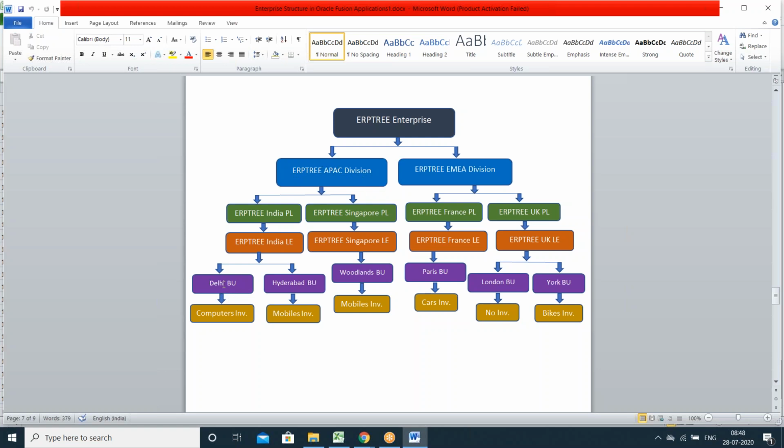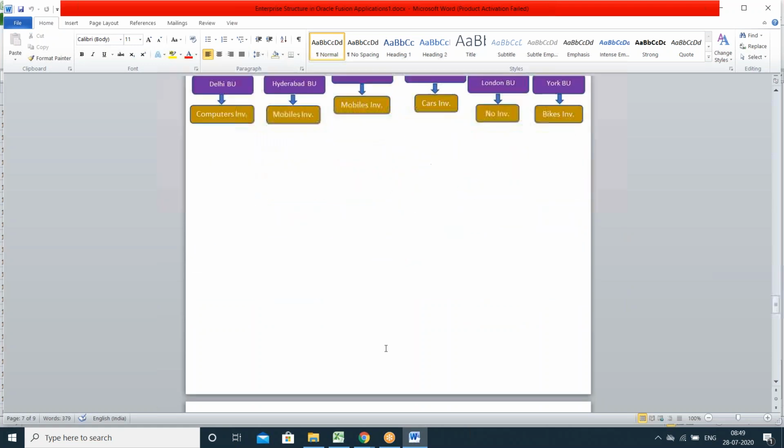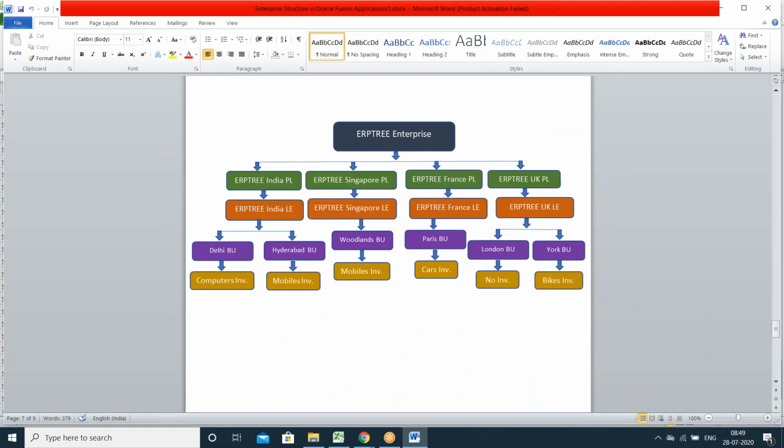But when you are recording the transactions in the Delhi BU or Hyderabad BU or Woodlands BU, you cannot select that this transaction belongs to the APAC division. That is not possible. Just for information purposes, to maintain the hierarchy, which can be useful in the HCM applications and other applications also, you may include the division. In reality, if you do the implementation, since division is an optional component, there is no great advantage of division. This is how we'll create the enterprise structure.